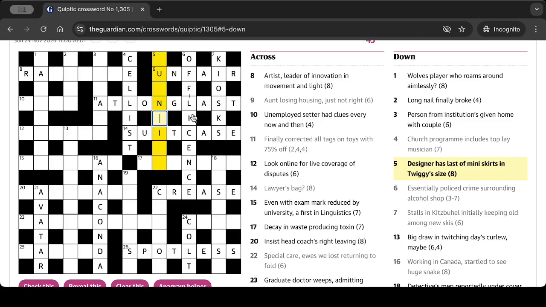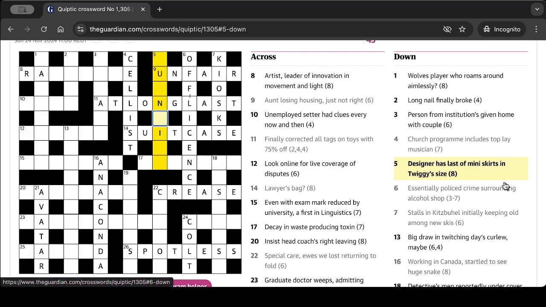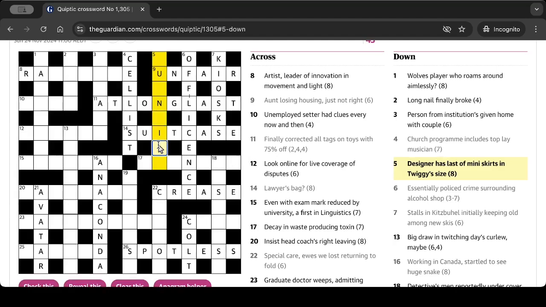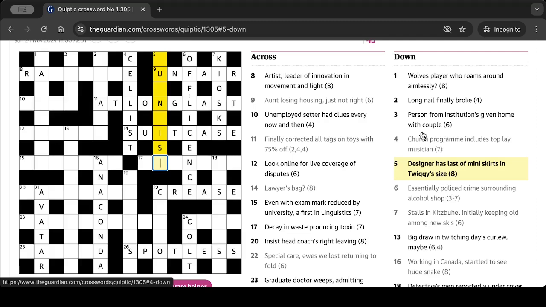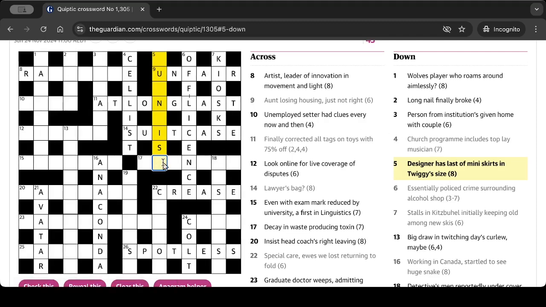Or the straight part could be designer. With "has last of miniskirts", that does make me wonder whether we're taking a word and putting the last letters of miniskirts inside it. The last letters of miniskirts are I and S. So if it is I and S inside something that means Twiggy's size, then maybe we've got IST. That could work for a designer, like something-ist, like a novelist is a writer, or an arborist is a tree cutter.